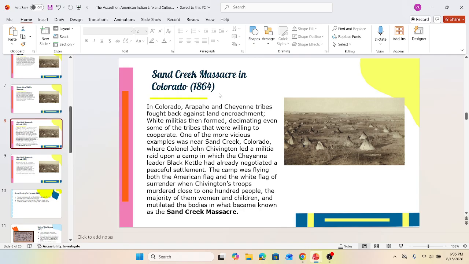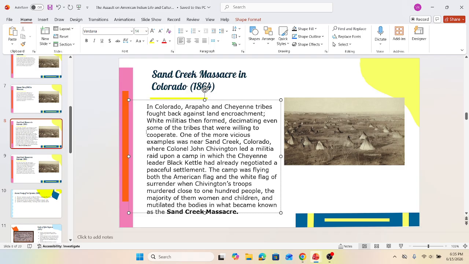All right, the second major event, the Sand Creek Massacre in Colorado, happened 2 years later. Again, fighting back against land encroachment. The Arapaho and Cheyenne tribes were fighting back against having more and more of their land being taken from them after it was promised to remain theirs.